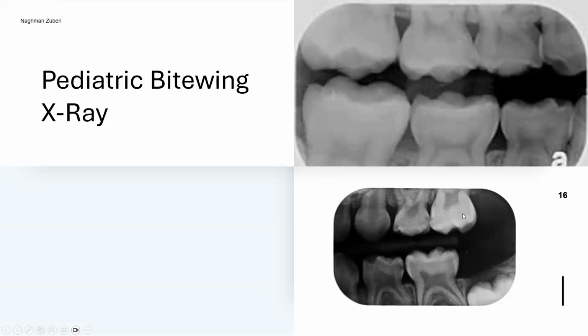Here we can see the upper second deciduous molar, and we can see the deciduous first molar, lower deciduous second molar, lower deciduous first molar. We can easily see the caries over here, and the first permanent molar is still in the developing stage. It is not yet erupted.